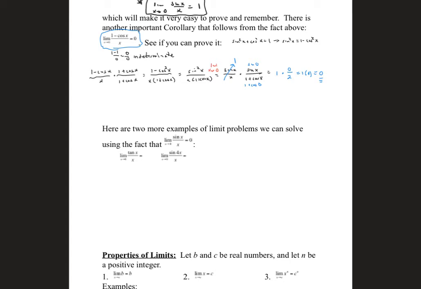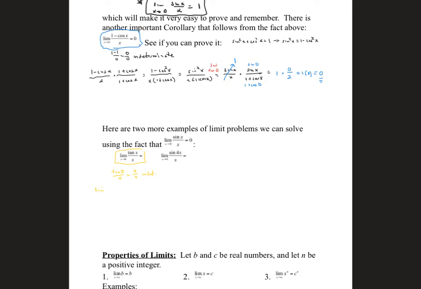Okay, let's try another one. So now we want to take the limit as x goes to 0 of tangent x over x. So again, if we try our direct substitution first, we get the tangent of 0 over 0, but tangent of 0 is 0, and that is indeterminate. So that means we're stuck.